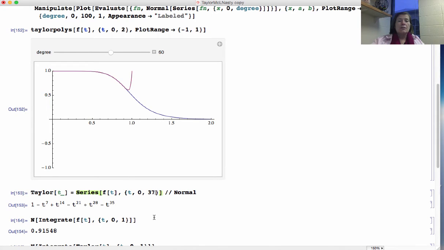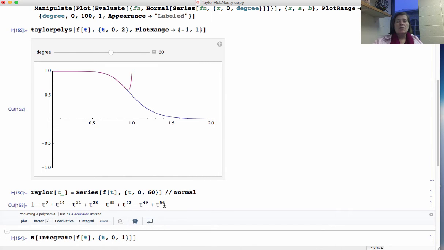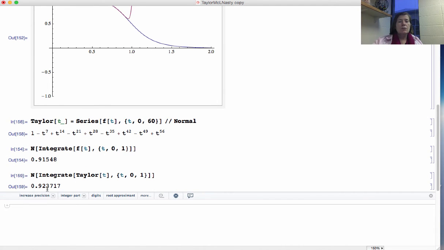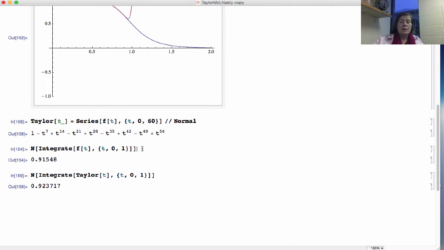So if I generate that Taylor polynomial with Mathematica, then I see that it doesn't really have 60 terms. It really just has 9 non-zero terms. So in fact, it's pretty easy to integrate. And when I integrate this polynomial between 0 and 1, I get 0.923717. And the actual area under the curve, or the actual displacement on that interval, is 0.91548. So we have a pretty good approximation to the displacement here on the interval from 0 to 1.